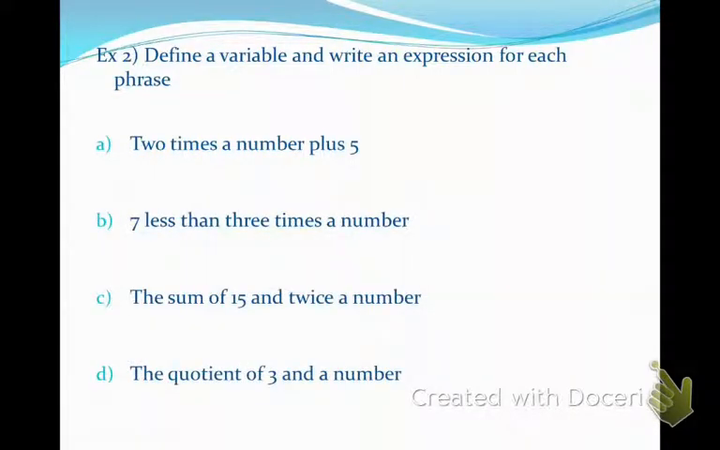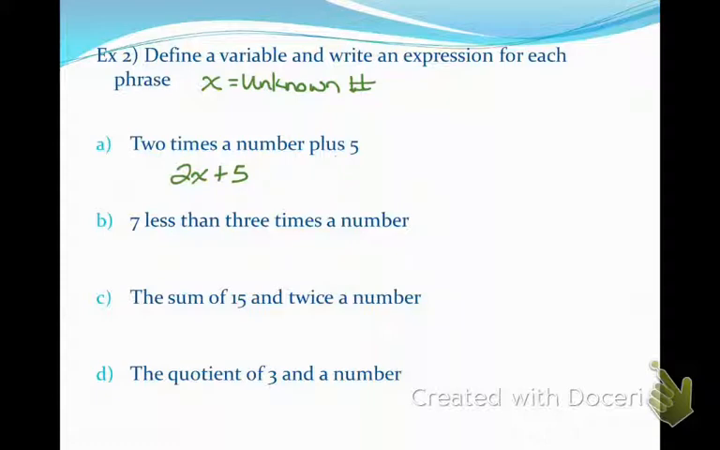D. Okay, define a variable. So I'm going to use X for all of them. So I'm going to just say X equals the unknown number. Write an expression for each phrase. So it says 2 times a number, so we're going to do 2 times x, so it's 2x, plus 5. And you put plus 5.